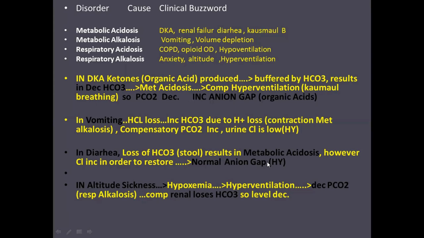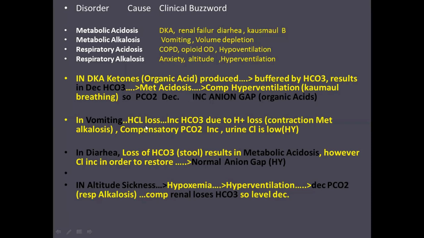Again, you don't have the time to think for a broader view. Just remember that trick. If there is any exogenous source of acid, remember that the anion gap is increased. However, if there is pathology with your bicarbonate, hydrogen, or chloride, always remember it's a normal anion gap. What will happen in vomiting?